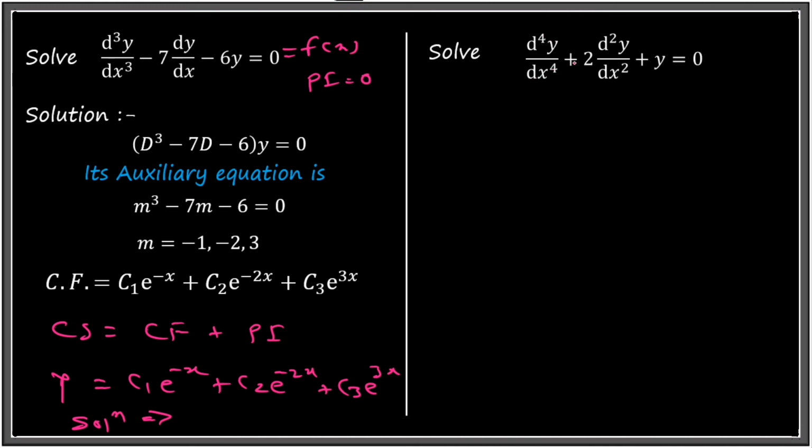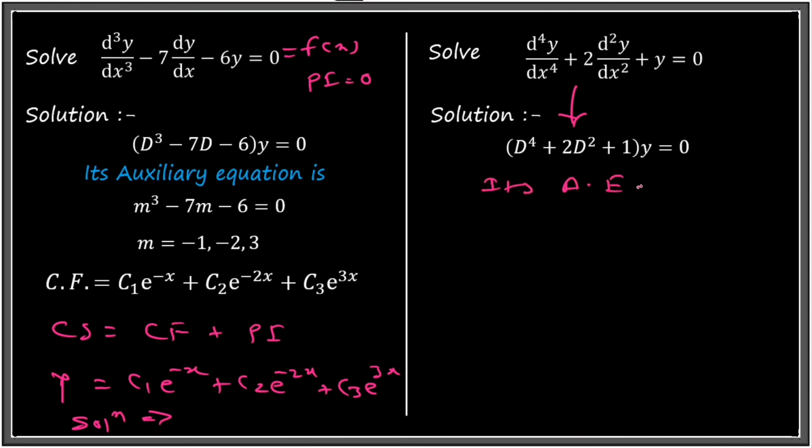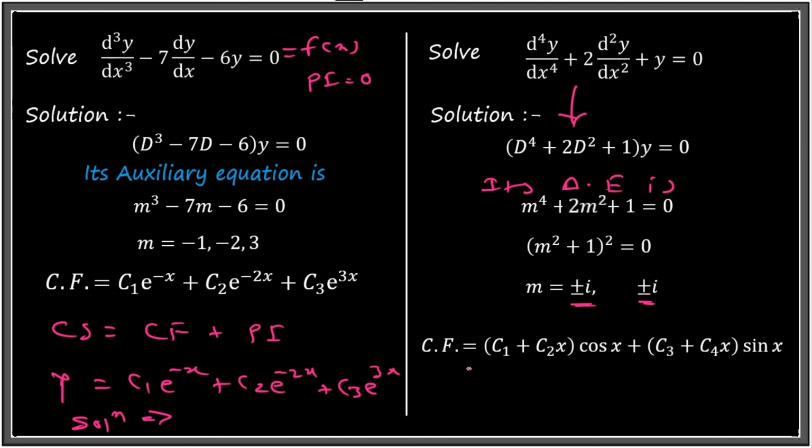Solve d⁴y/dx⁴ + 2 d²y/dx² + y = 0. Therefore, in differential operator form its auxiliary equation is m⁴ + 2m² + 1 = 0. Then calculate its roots, that is two repeating complex roots. Therefore, the CF is (C1 + xC2).